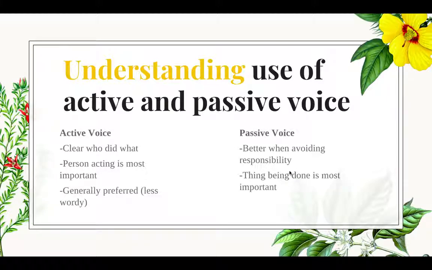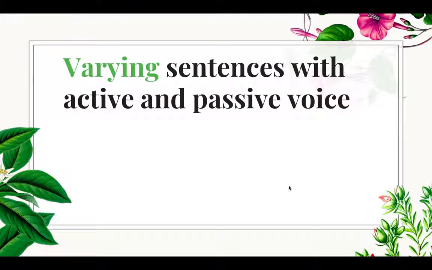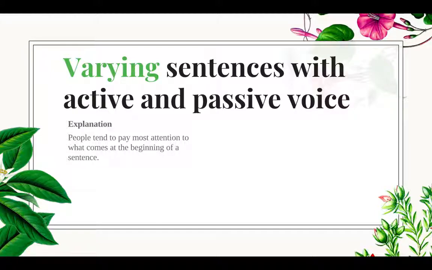Passive voice can also be used when the thing being done is most important. So rather than the person acting being most important, the action or the thing that action is done to is most important here. So sometimes we want to vary things up. We want to switch between active and passive voice. Keep in mind though that almost always active voice is preferred because it is more concise and more clear. But sometimes you want to switch it up just to make sure that what's at the beginning of the sentence is the most important, because that's what people are going to pay the most attention to.